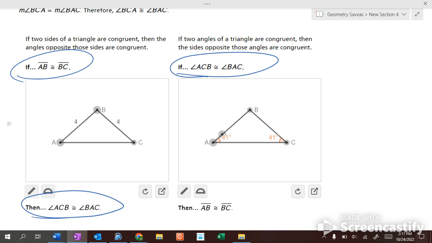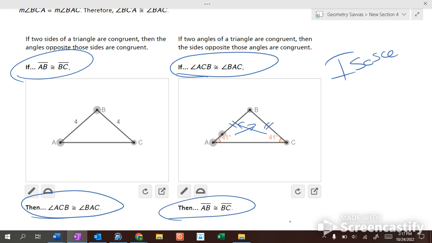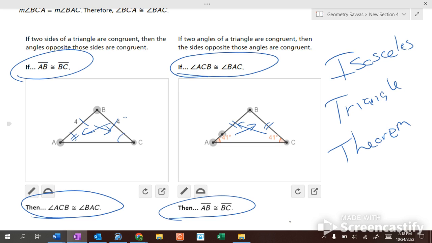If you have two congruent base angles, then you're going to have two sides be congruent. That's the isosceles triangle theorem. Okay, the isosceles triangle theorem. If two sides are congruent, then the angles opposite those sides will be congruent to each other. If two angles are congruent, then the sides opposite those two angles will be congruent to each other.